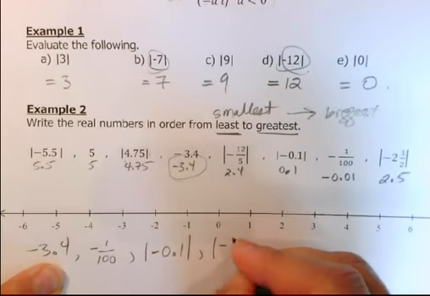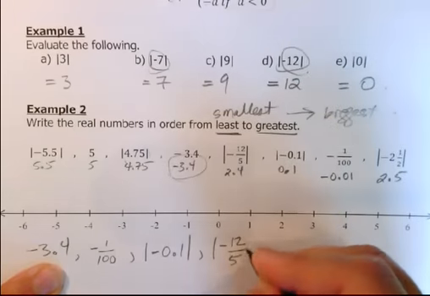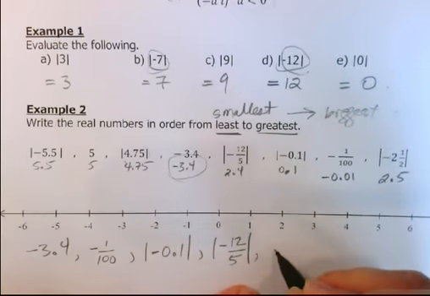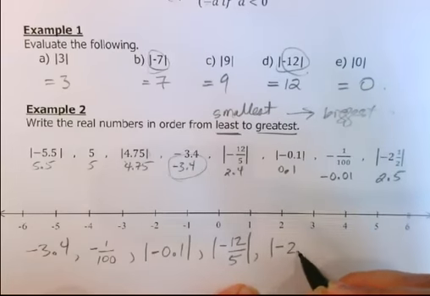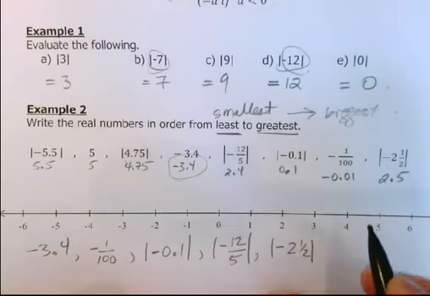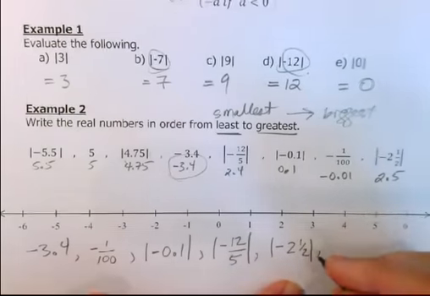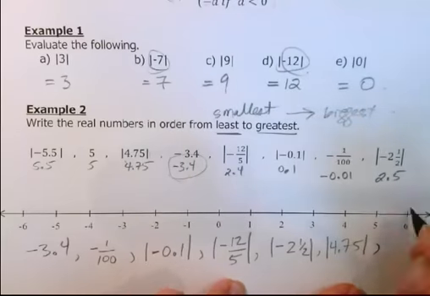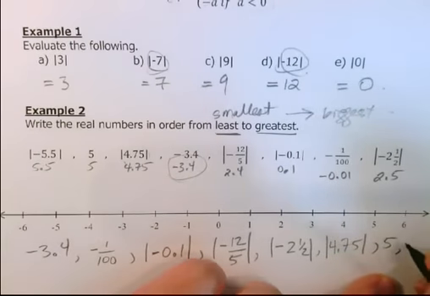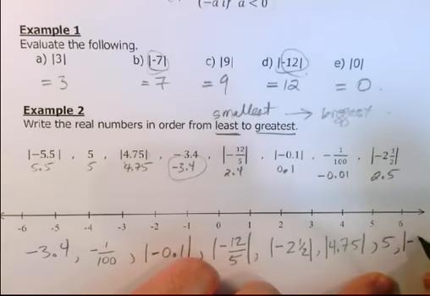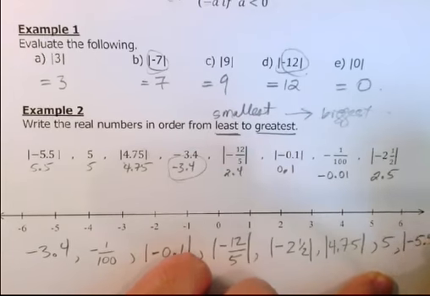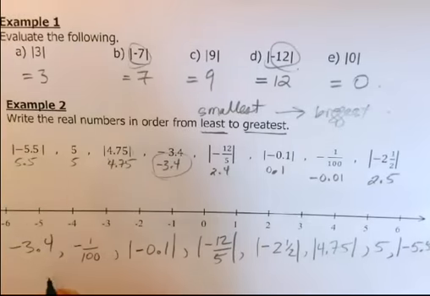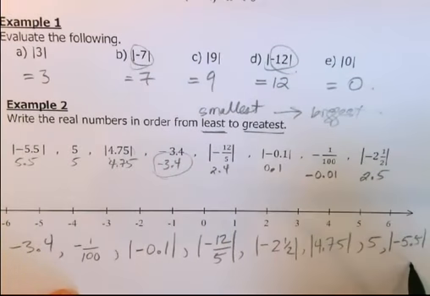And then I've got my negative absolute value of negative 12 over 5. Then I've got the absolute value of negative 2.5. And I've got the absolute value of 4.75, 5, and the absolute value of negative 5.5. So there it is, from smallest to greatest.